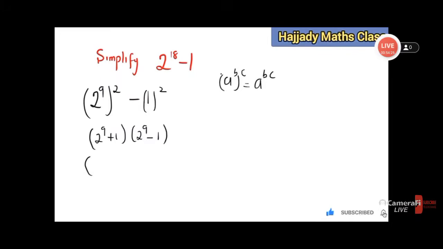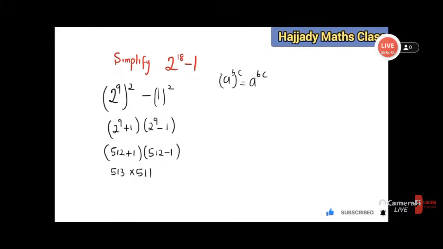So here we have 512 plus 1, and here we have 512 minus 1. So here we have 513 multiplied by 511. So we have 513 multiplied by 511, and this 513 can be split as 500 plus 13 and also 500 plus 11.